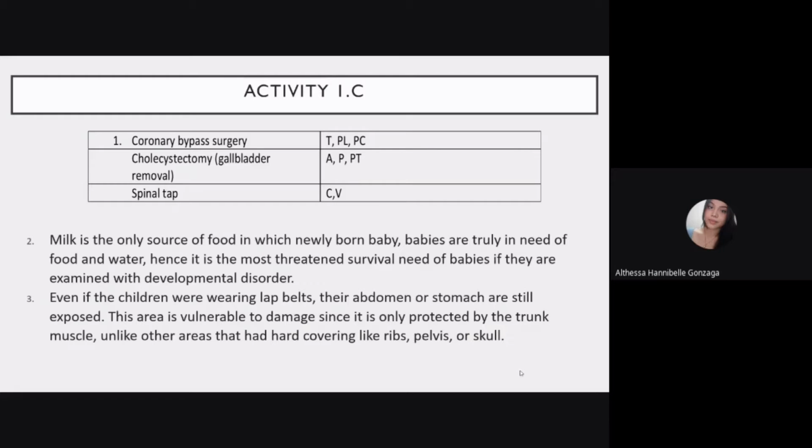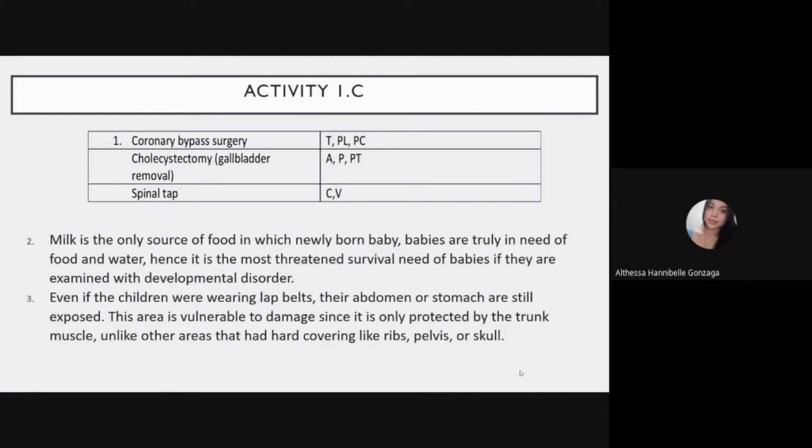Cholecystectomy, or the gallbladder removal. It is a surgical procedure in which the patient's gallbladder organ is removed. It is due to the presence of gallbladder stones, otherwise known as cholelithiasis, and complications in the said organ are also found. Our gallbladder organ is found in our abdomen part.